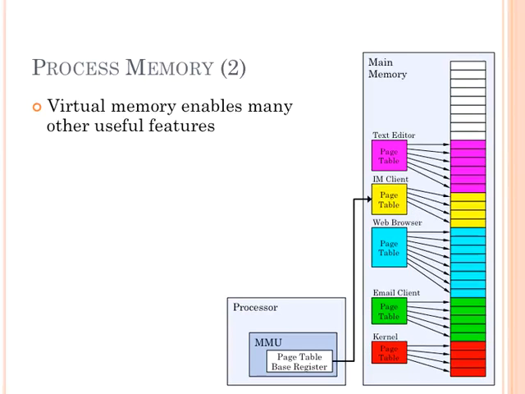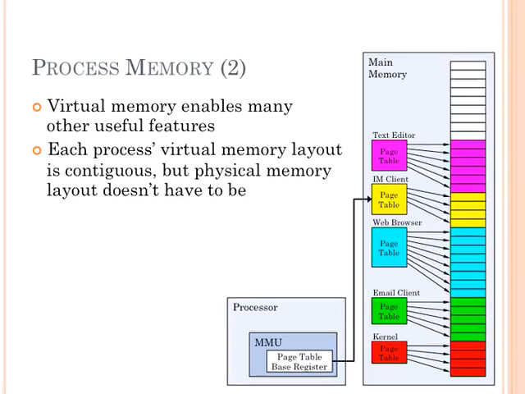There's a lot of different things that we get out of this. Like I said, the virtual memory layout is contiguous because that makes it easy to write programs. But the physical memory layout does not have to be contiguous. So if our instant messaging client needed more memory, maybe because somebody sent you a picture of their cat and they wanted you to see their cat, then the IM client needs to allocate space so that it can show this cat picture in the client.